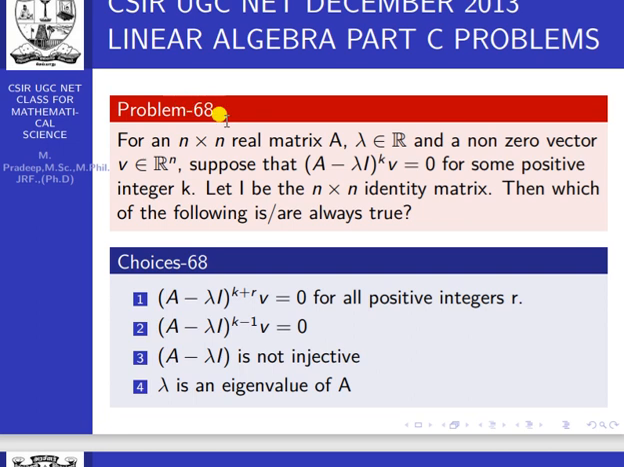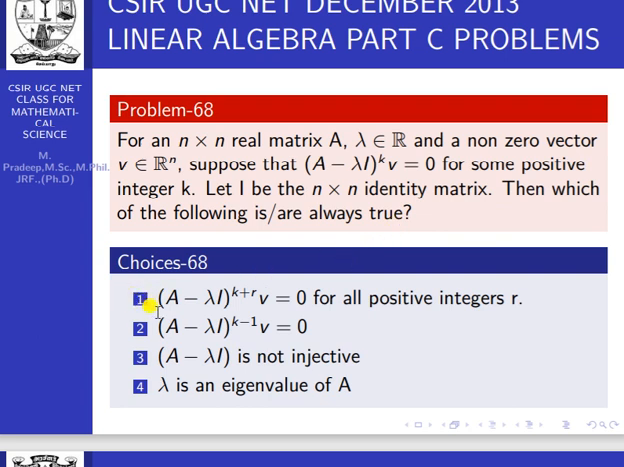Problem number 68. For an n by n real matrix A, lambda belongs to R, the set of real numbers, and a non-zero vector v belongs to R^n, suppose that (A minus lambda I)^k v equals 0 for some positive integer k. Let I be the n by n identity matrix. Then which of the following is always true?